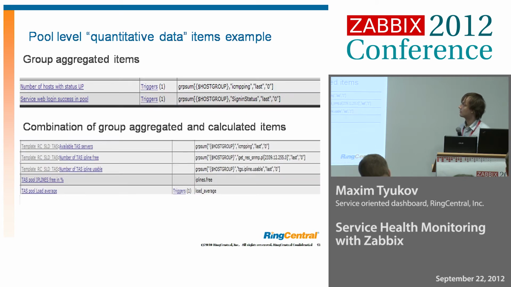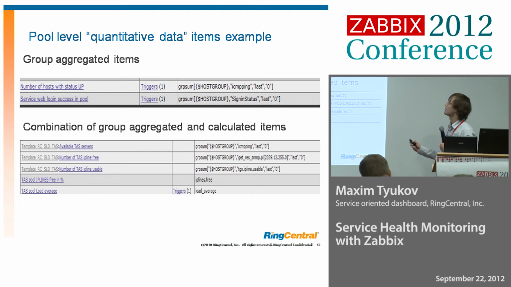So when we have such items for functional checks, to understand how many pools are alive, or how many hosts are alive in a pool, we can aggregate this data with items of type group aggregated using the function group sum. And here are 2 items.